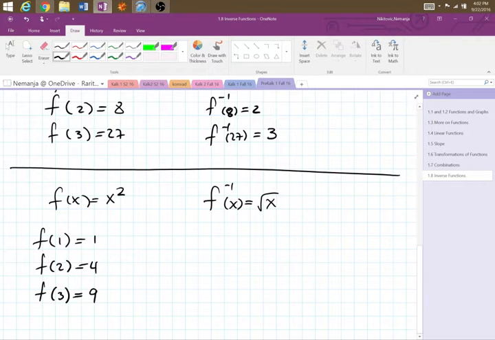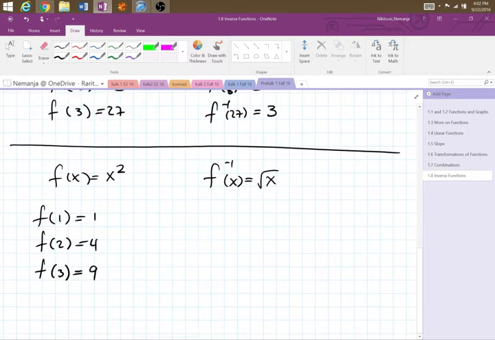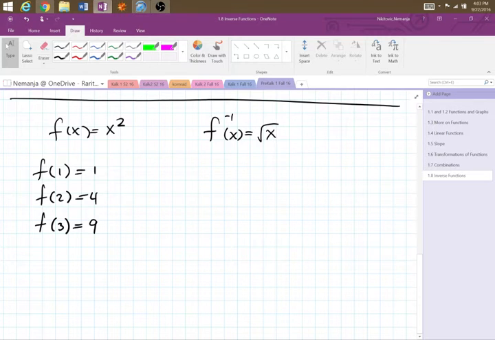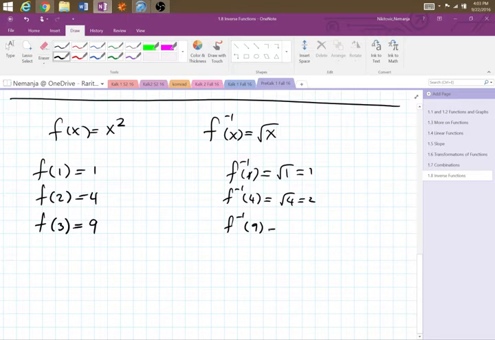Square root of x? Yeah, this is actually a little bit cheap on my part to ask a question this way just to get you to make a mistake. But let's test this, guys. What's the inverse of 1? Square root of 1 is 1. Awesome. And what's the inverse at 4? 2. And what's the inverse at 9? It kind of looks good, right?